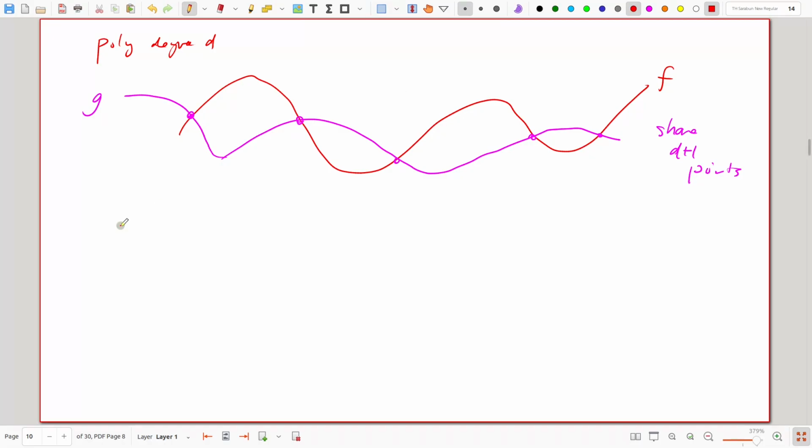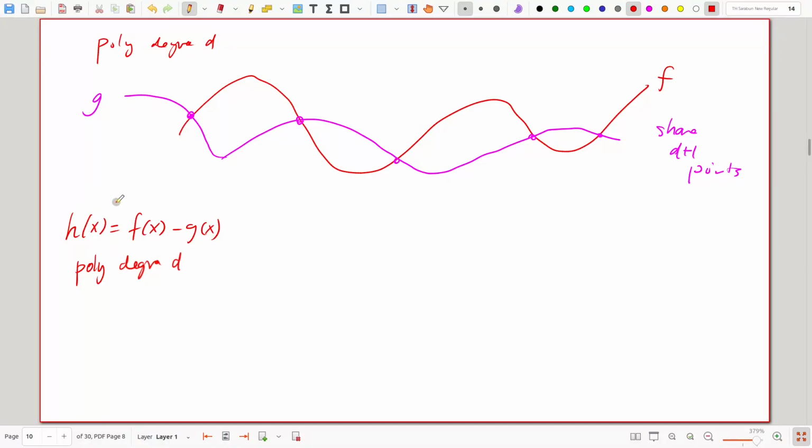Let's have polynomial h. Let h(x) be f(x) minus g(x). So what's the degree of h? f is a polynomial of degree d, g is a polynomial of degree d. If you subtract a polynomial of degree d from a polynomial of degree d, you also get a polynomial of degree at most d, because the largest exponent of x is d. You didn't do multiplication, you just subtract. So h is also a polynomial of degree d.